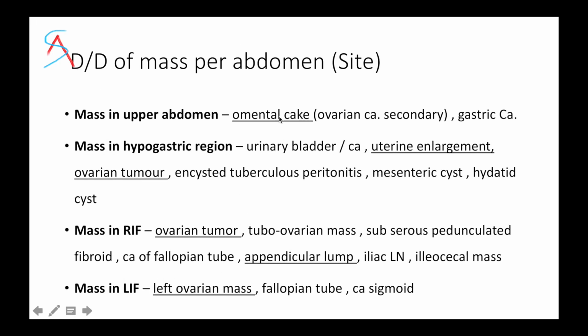For differential diagnosis of a mass per abdomen, in the upper abdomen it could be ovarian carcinoma, and secondaries could be present as omental cake. In the hypogastric region it could be uterine enlargement, urinary bladder carcinoma, or a full urinary bladder. In the right iliac fossa it could be an ovarian tumor or appendicular lump. In the left iliac fossa it could be a left ovarian mass.